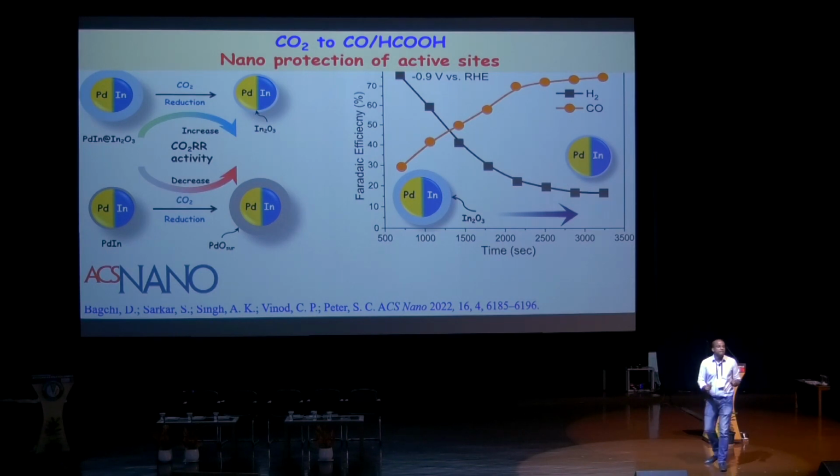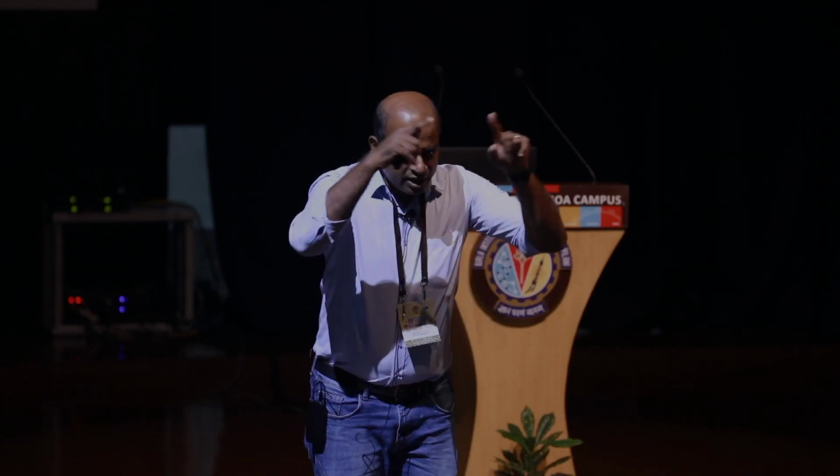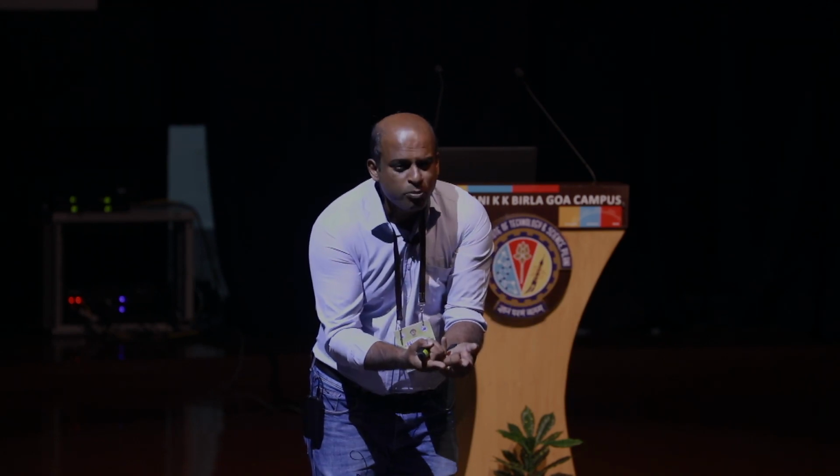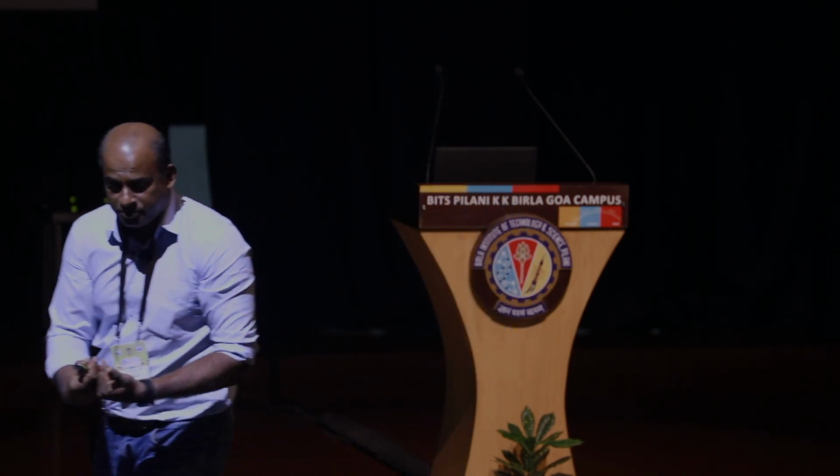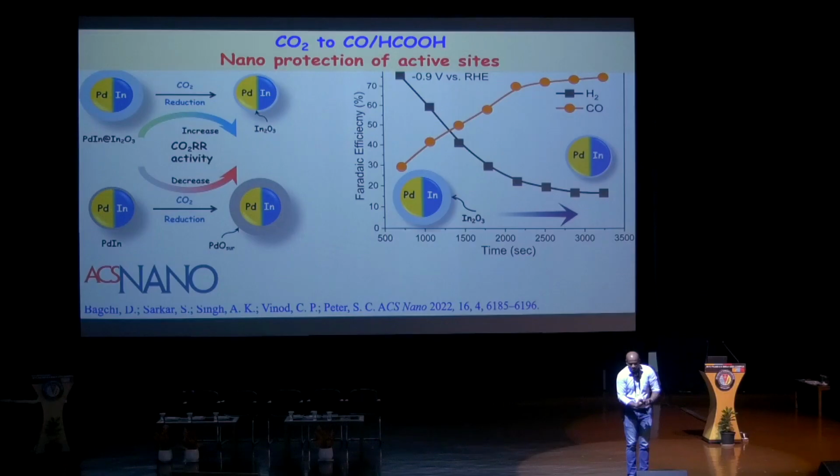Say for example, palladium and indium, two classical metals. Palladium is well known for hydrogen production. Indium, in the form of indium oxide, is used for CO2 to methanol. We made a bond between them, made an intermetallic alloy and covered it with indium oxide for protection. The protection is nothing but to protect against the oxidation of palladium. If palladium oxide is forming, it will form carbon monoxide. So I want formic acid. To protect that, I do this, and if it is not protected, you can see that carbon monoxide is getting a Faraday efficiency close to 80%.